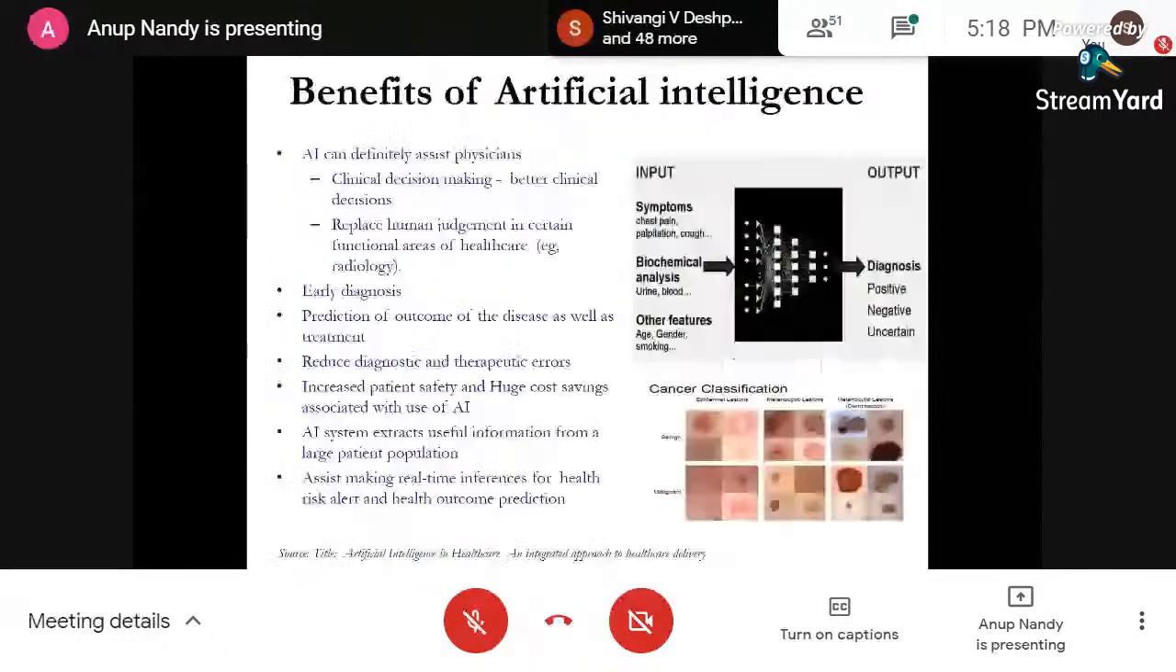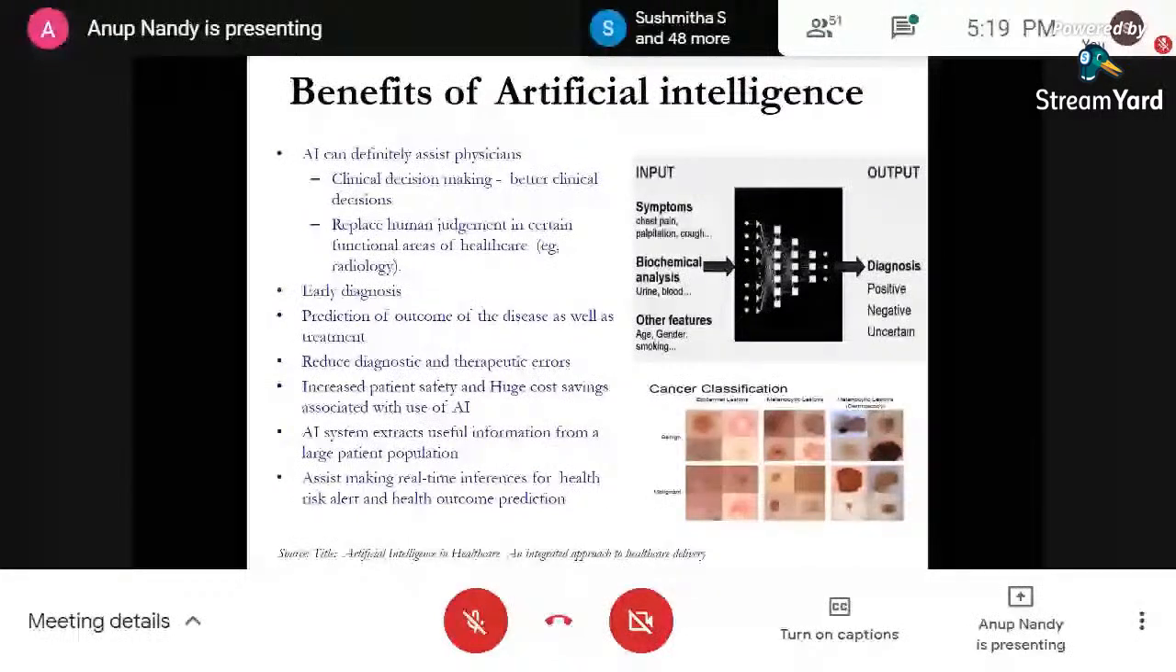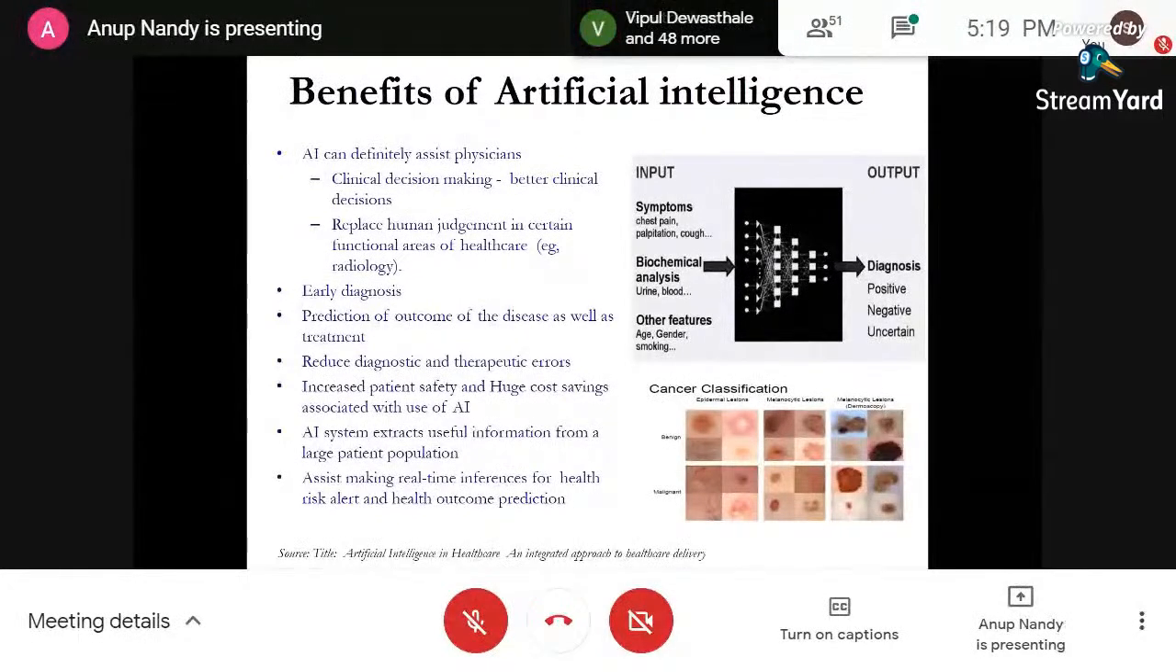What are the main benefits of artificial intelligence? Why are we here to learn AI? There are plenty of applications where AI can definitely assist physicians in clinical decision making, for better clinical decisions. It will also replace human judgment in certain functional areas in healthcare. Through automation, it will bring smart decision-making ability.